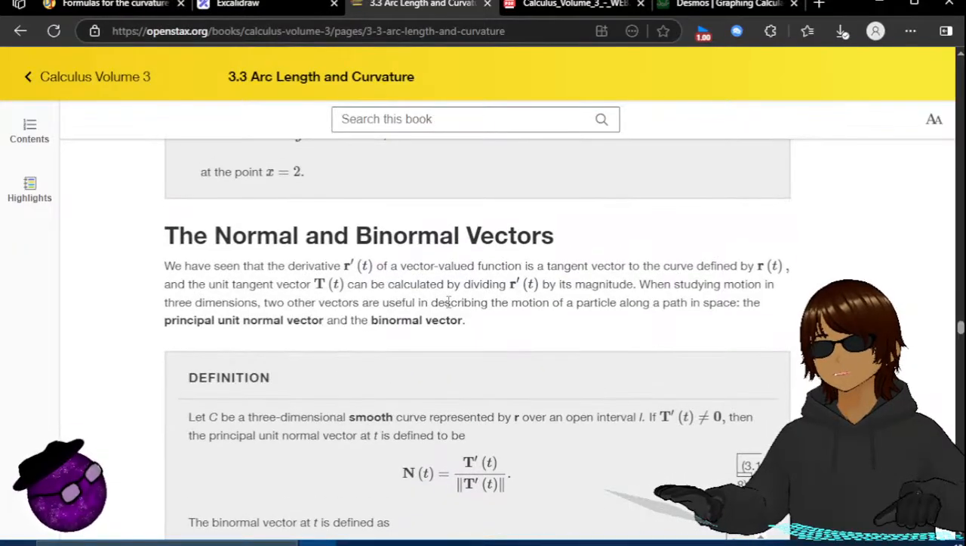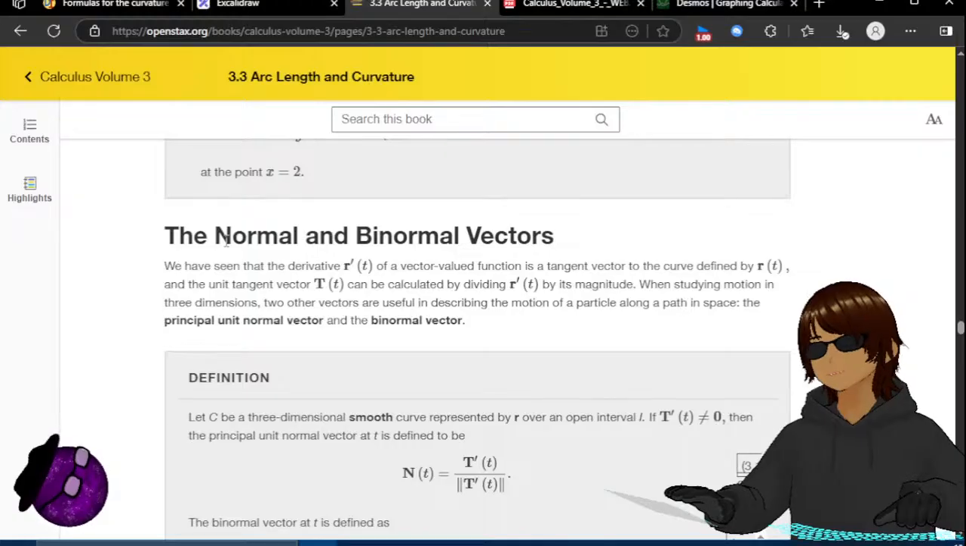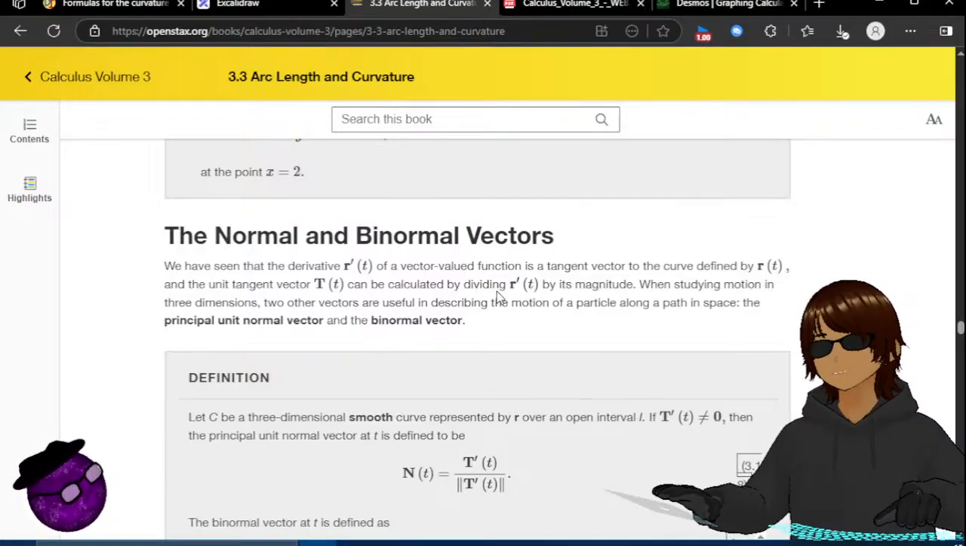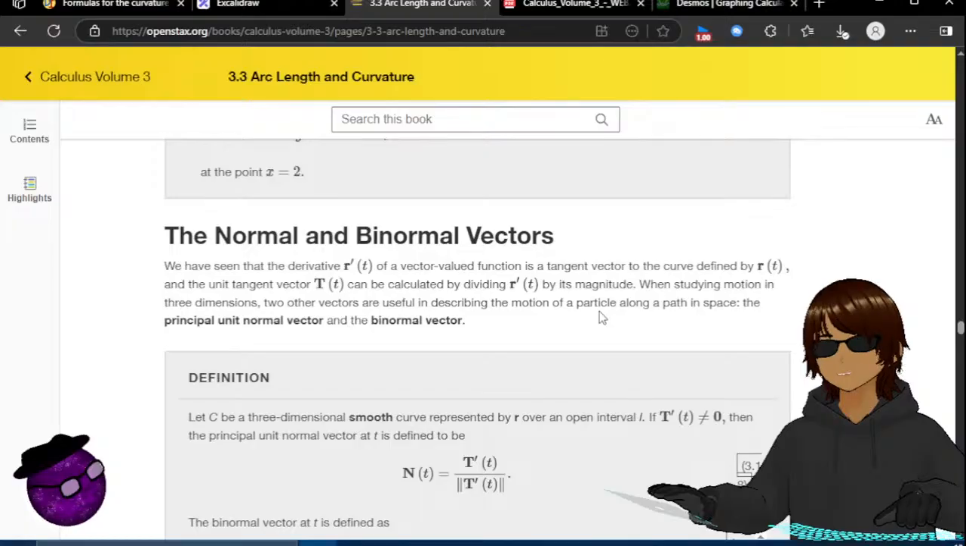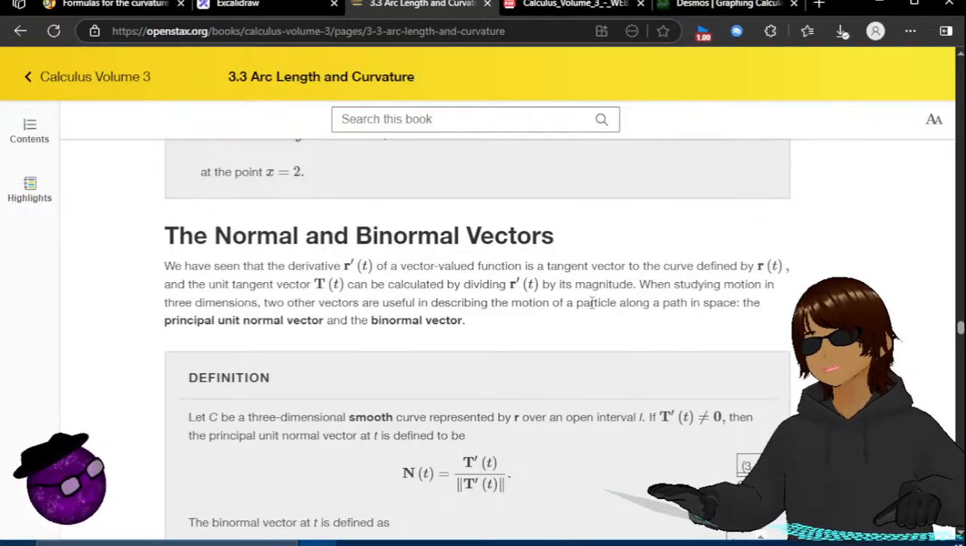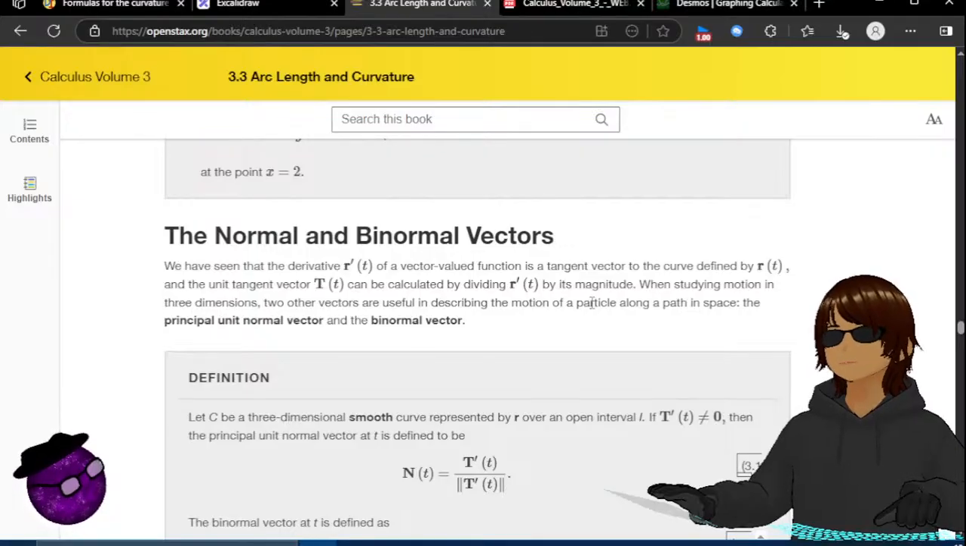Okay, the normal and binormal vectors. We have seen that the derivative of r, a vector valued function, is a tangent vector to the curve defined by r, and the unit vector T can be calculated by dividing the derivative of r by its magnitude. When studying motion in 3 dimensions, two other vectors are useful in describing motion of a particle along a path in space: the principal unit normal vector and the binormal vector.